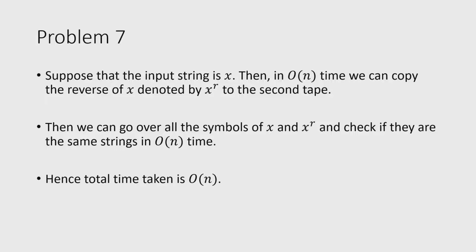All we need to do to check if the string is a palindrome or not is to compare these two strings and make sure that they are exactly the same. We can do this by going over all symbols of x and x^R and checking if they are the same, in order n time, because there are n symbols and we just need to compare the symbols sequentially. The total time taken is O(n) plus O(n), which is 2 O(n), which is just O(n). So we can decide whether a string is a palindrome or not in order n time.